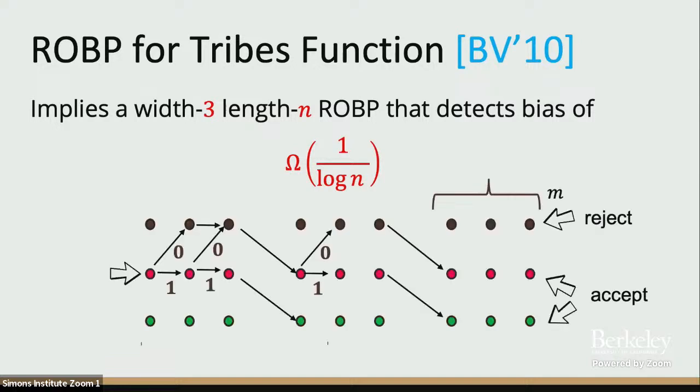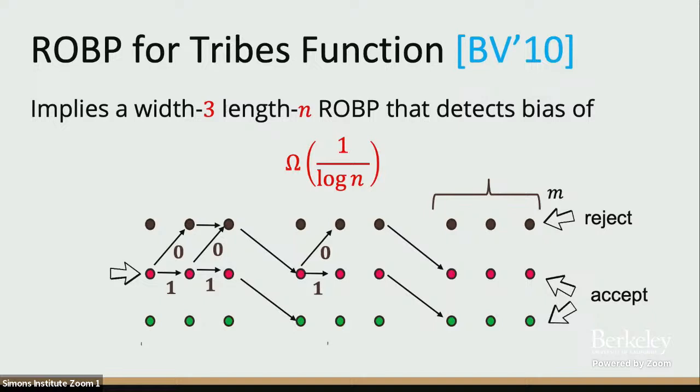So let's look at this read-once branching program. Again, you have n layers, and because it's width 3, each layer has 3 vertices. To understand what each vertex in the layer represents, let's color code them. A green vertex represents that you have accepted the input at some point. A red vertex represents that for this m-sized block, you are trying to compute the AND, and a brown vertex represents that for this m-sized block, the AND is 0.